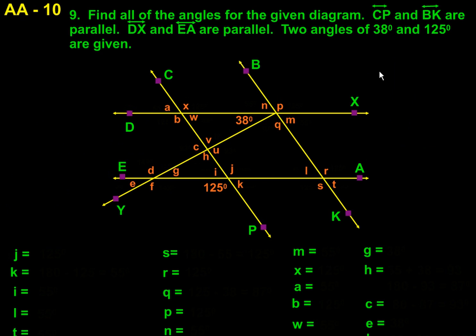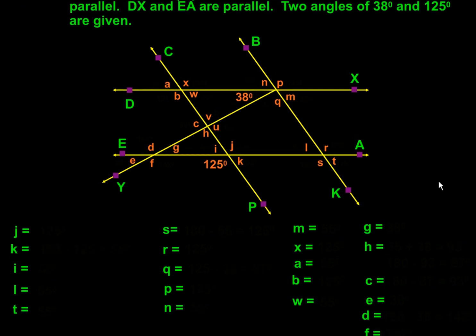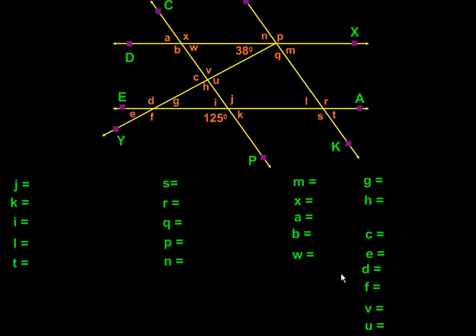Lastly, we're going to do number 9. Find all the angles for the given diagram. We have lines CP and BK are parallel, and lines DX and EA are parallel. We're given two angles, 38 degrees right here and 125 right here. I rearranged the order of the letters based on the order that I'm going to solve them.